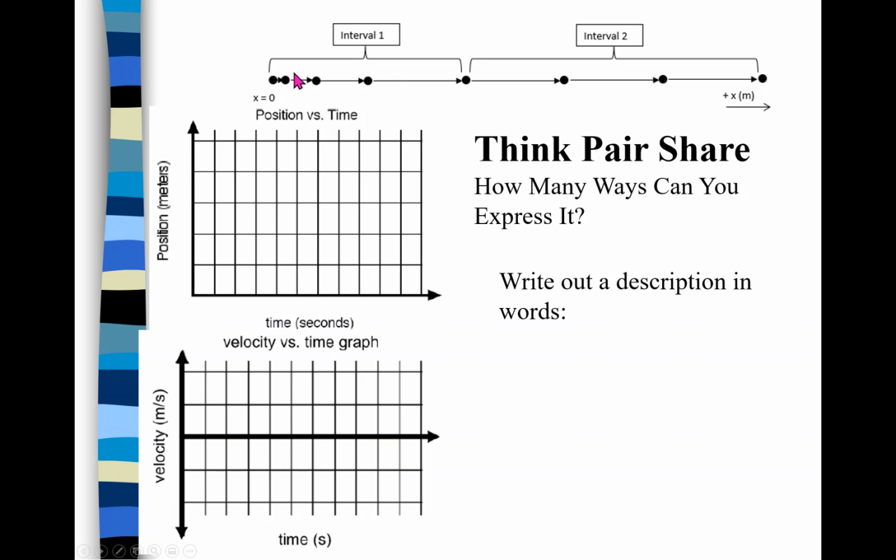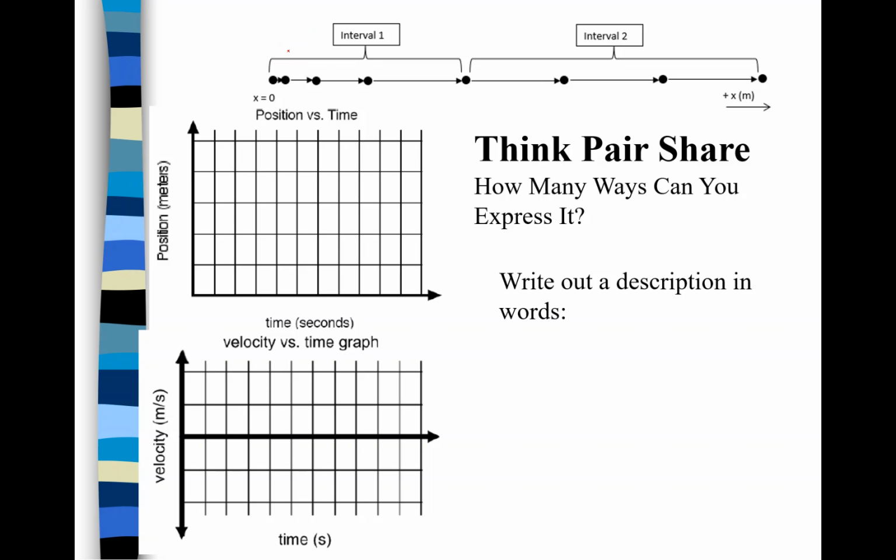Okay, so let's look at this. I have various ways of expressing what's going on. So think, pair, share. How many ways can you express it? So what is it? The motion. Well, what do I have? I've got this dot diagram, and what can I tell about the dots? Are they evenly spaced? Are they getting farther apart? Are they getting closer? They're definitely getting farther apart, so that means I'm traveling faster. I'm speeding up right over here.